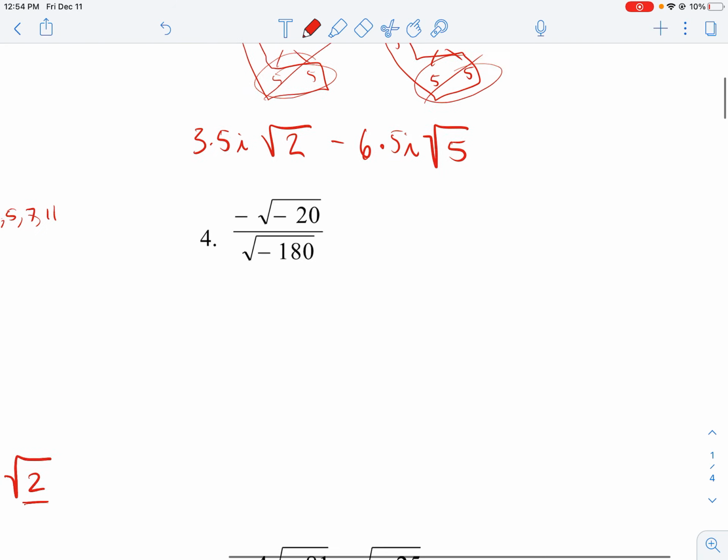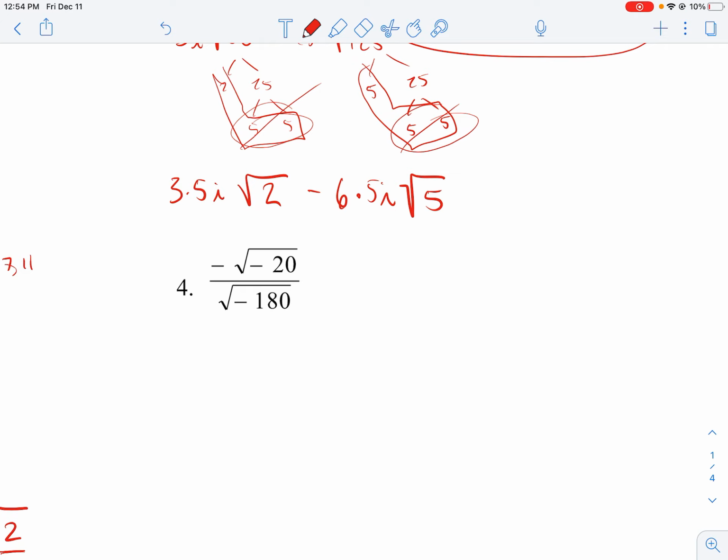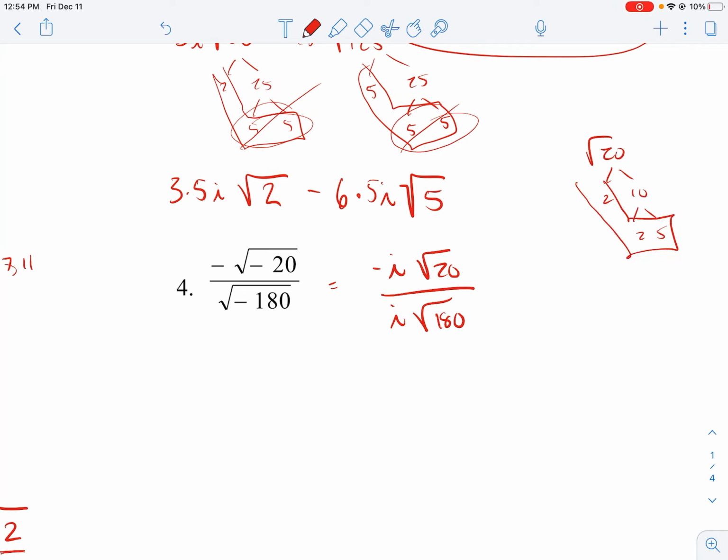Let's take a look at number 4. Okay, again, bring out that i value, negative i square root 20, and then i square root 180. Okay, so neither one of them are perfect squares, so let's do 20. We're going to go 2 and 10, 2 and 5, hockey stick, bring out the 2, so I'm left with a 5, 2 square root 5. So my answer for the top piece is going to be a negative 2i square root 5.